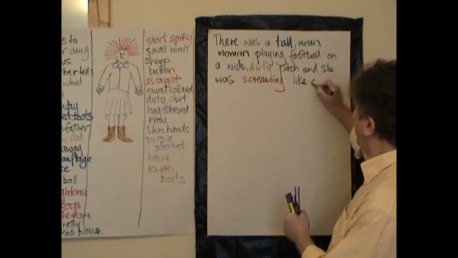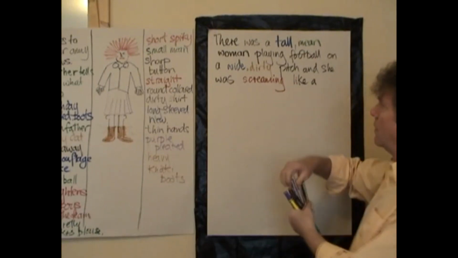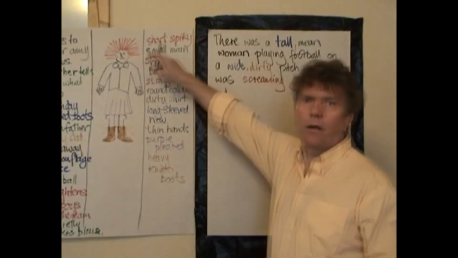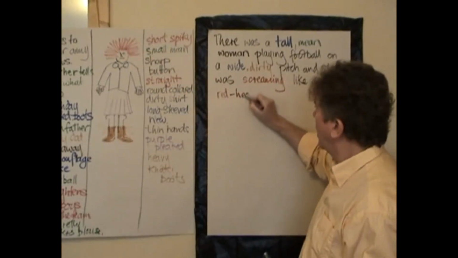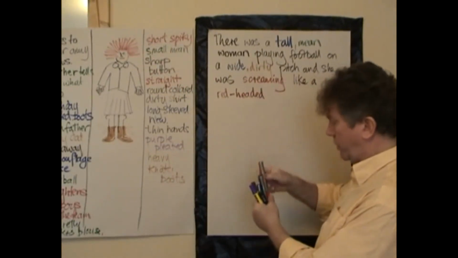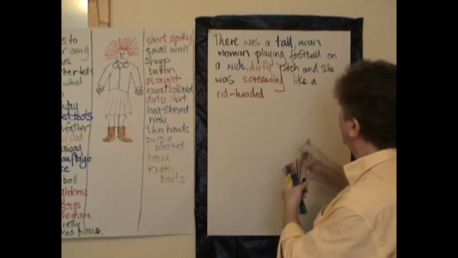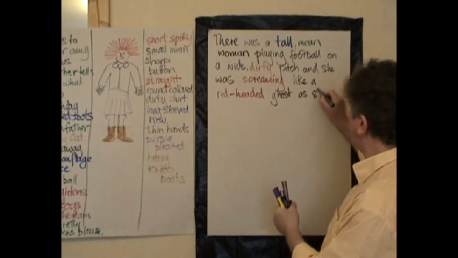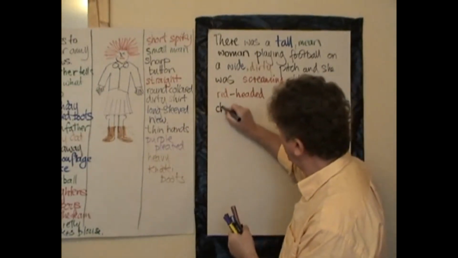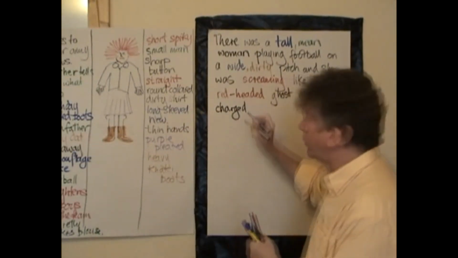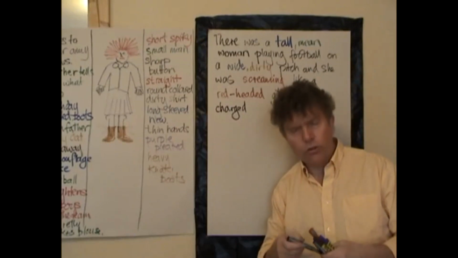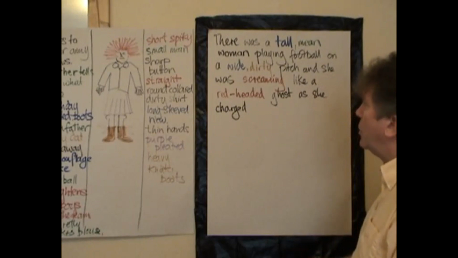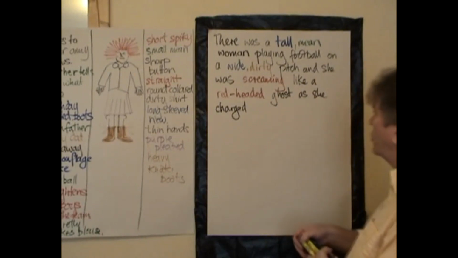Like a, oh well, let's put it in, red-headed ghost. We've done something about her, red-headed ghost. As she charged, where would you charge towards? Where would you charge towards? The goalposts, the net, screaming like a red-headed ghost as she charged.